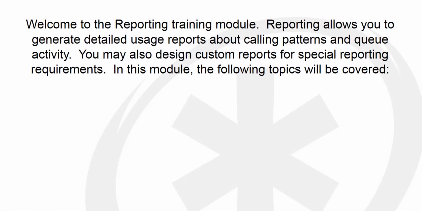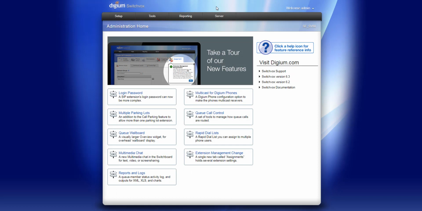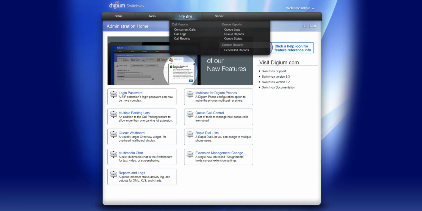Welcome to the Reporting Training module. Reporting allows you to generate detailed usage reports about calling patterns and queue activity. You may also design custom reports for special reporting requirements. In this module, the following topics will be covered: call reports, queue reports, and custom reports. These specialized reports may be accessed in the Administration portal under Reporting.